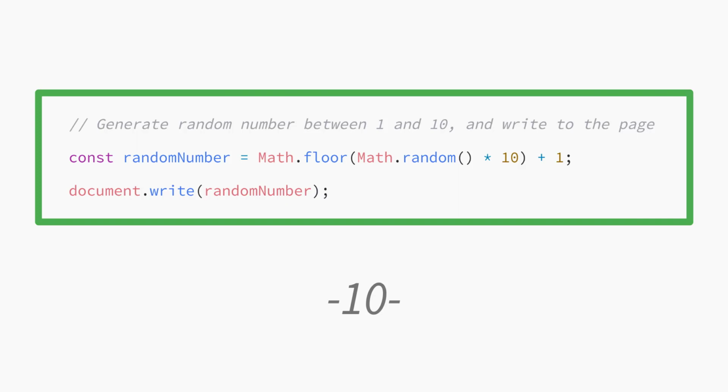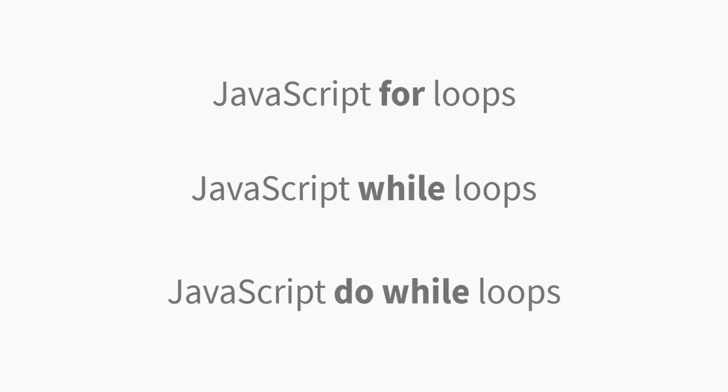Loops are really common in programming, and there are different ways to write loops in JavaScript. I'll teach you 3 different types of loops in the upcoming lectures: the while loop, do while loop, and for loop.